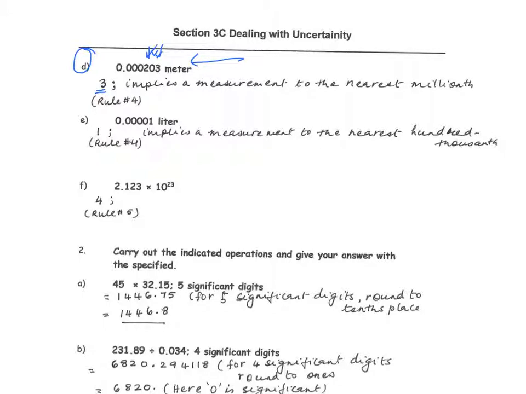It implies a measurement to the nearest millionth. So let's do this once again. That's tenths, hundredths, thousandths, 10,000ths, 100,000ths, and that is millionths. Since we have 1, 2, 3, 4, 5, 6 decimal places, it is a measurement that is to the nearest millionth.